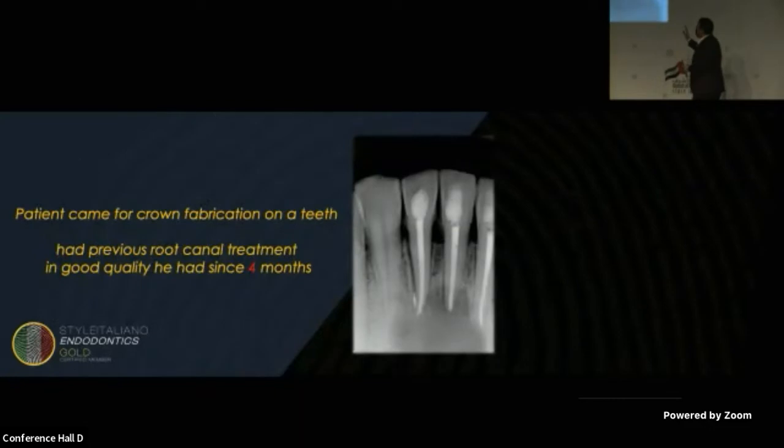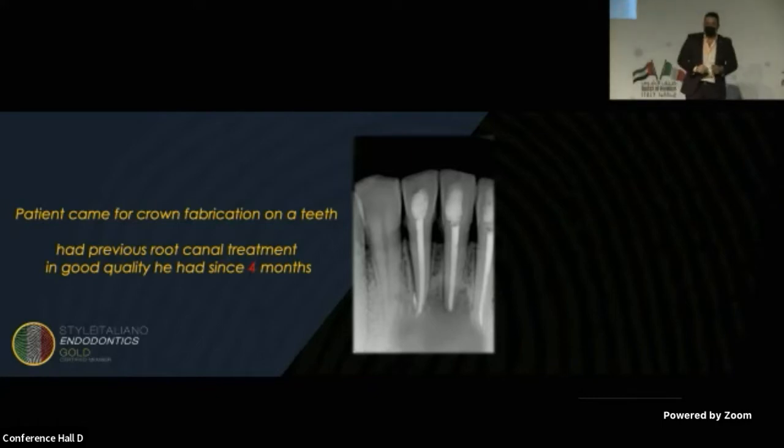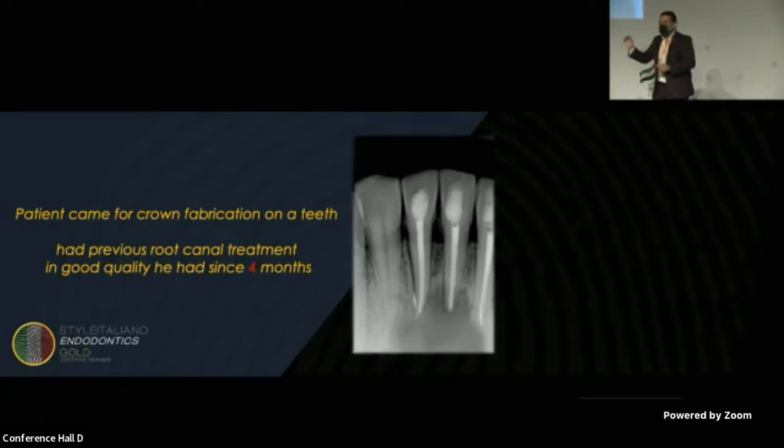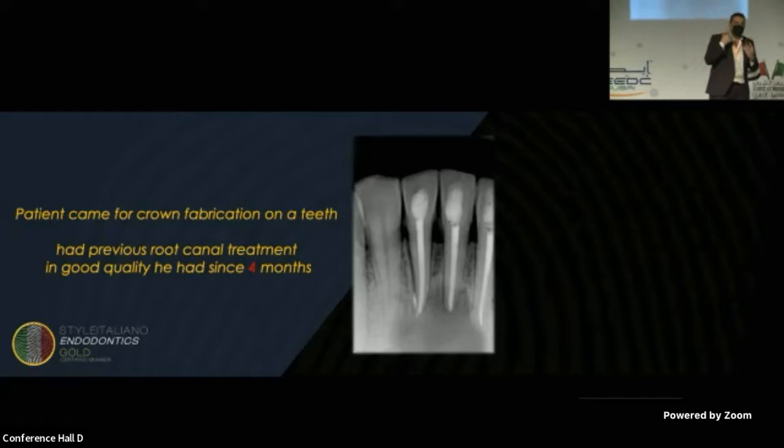Like in this case, this patient came to me asking for a crown or coronal coverage for these root canal treated teeth. What I saw is we have a periapical lesion, but also a well-treated, good quality endodontic treatment. So what to do? How should we consider this case? Is it a failure? Should we go and proceed with the coronal coverage?